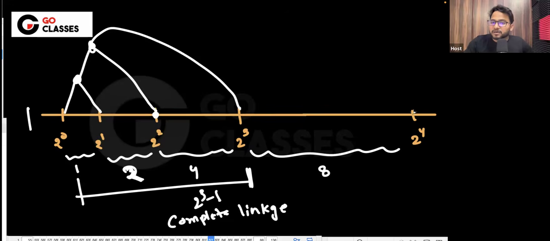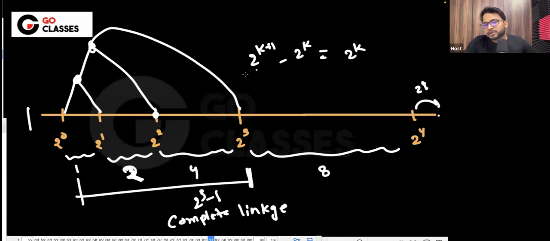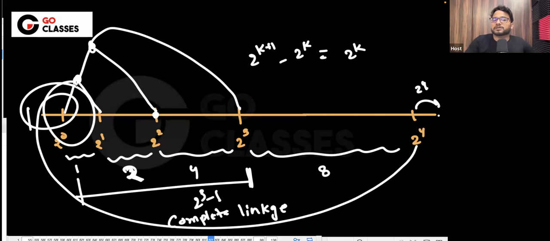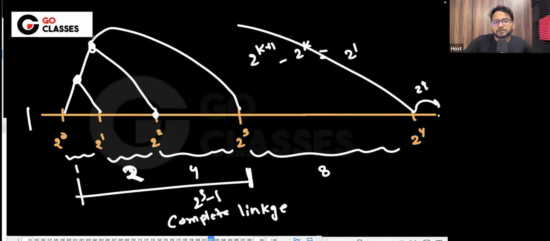Similarly, the next distance will be 2 power 4. See, the distance between 2 power k plus 1 and 2 power k is actually 2 power k. So between 2 power 5 and 2 power 4, the distance will be 2 power 4. But if you check the distance from here to even this, it will be 2 power 4 minus 1. So that's why this will get merged with this.